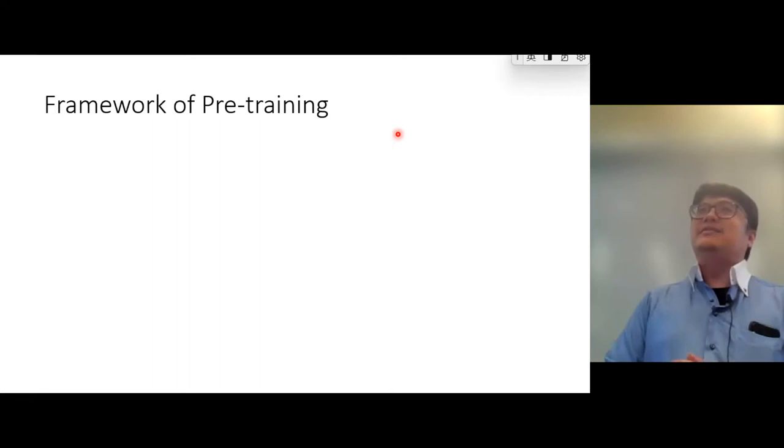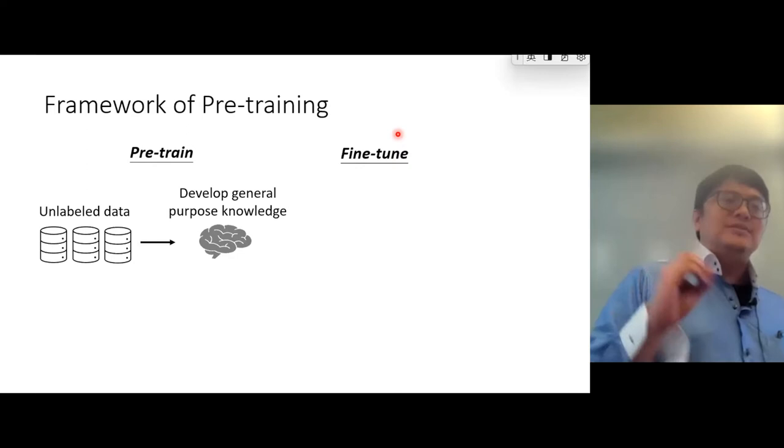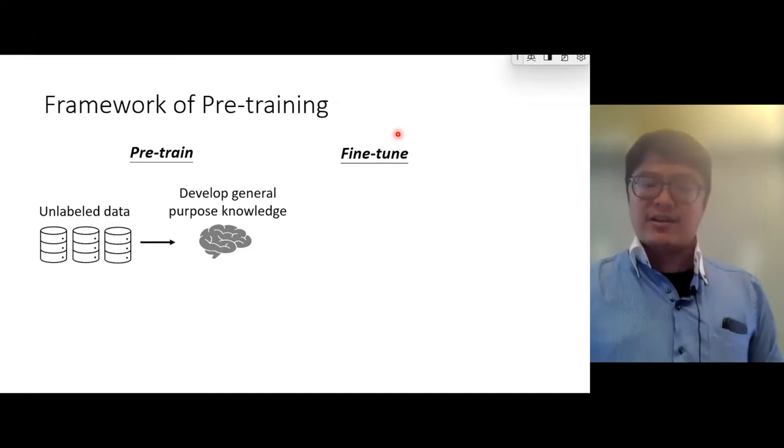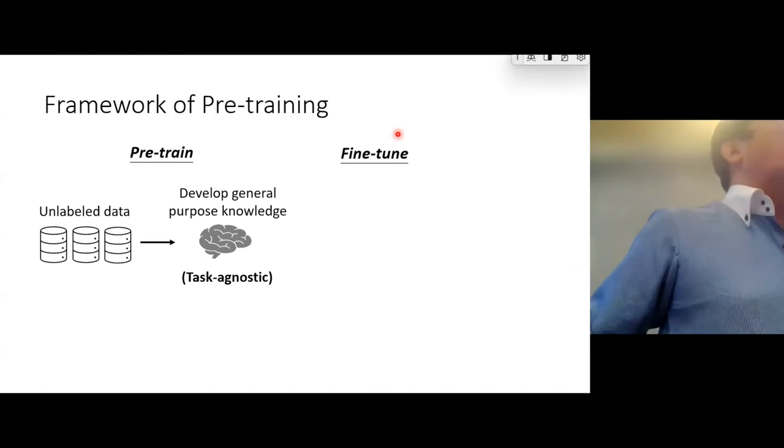But before that, I have one page talking about what is pre-training to make sure everyone is on the same page. So in general, pre-training means you have some unlabeled data, and we use those unlabeled data to train a model which develops general purpose knowledge. And keep in mind that pre-training is task agnostic. The model should develop general purpose knowledge, and it can be used for a wide range of different applications.